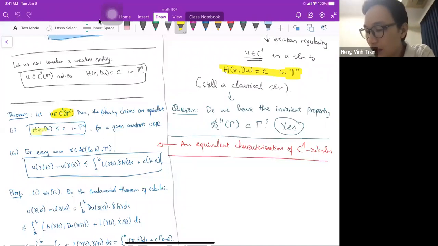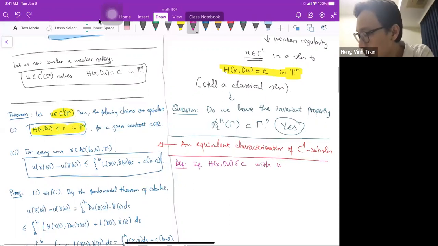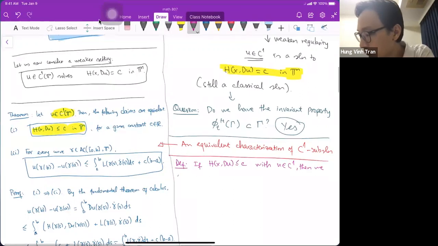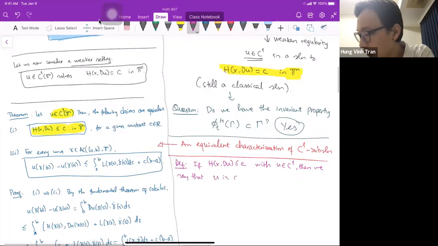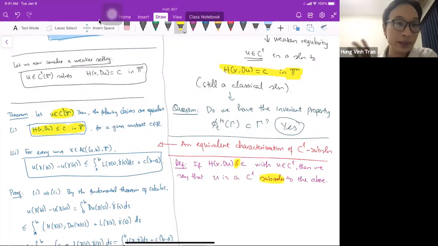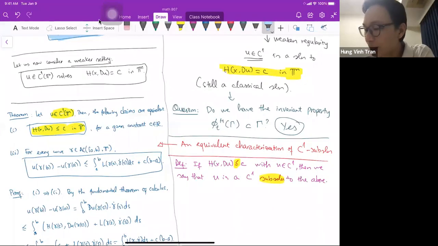And the first claim is about h of x du is less than or equal to C. So it's just a matter of definition. If we have h of x du is less than or equal to C with U in C1, then we say that U is a C1 subsolution to the above PDE, okay? So sub here just because it's less than, right? And it's C1, everything is nice. And similarly, if it's greater than or equal to, it's about supersolution, okay?